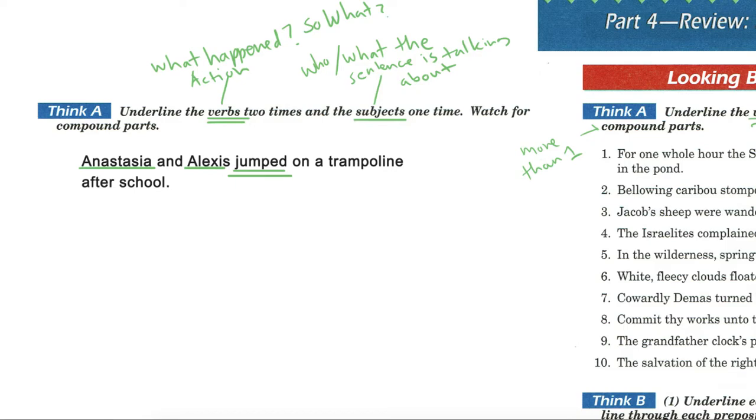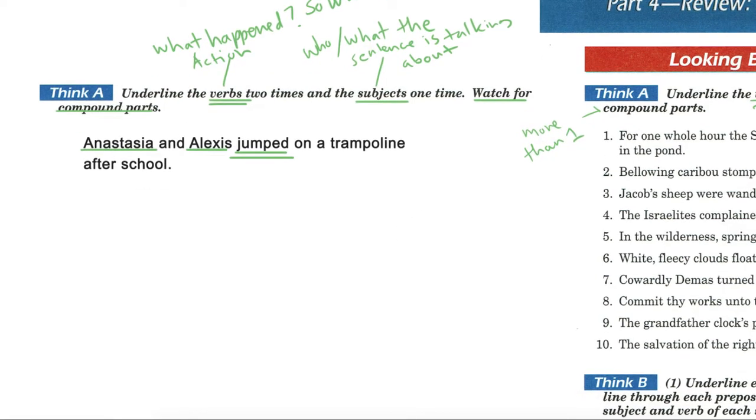And the second part of the directions says watch for compound parts. Remember, compound means more than one. And this is what they're talking about: Anastasia and Alexis. That's a compound subject, right? More than one subject. So some of these sentences might have more than one subject in them, not just one. Let's go over another example.